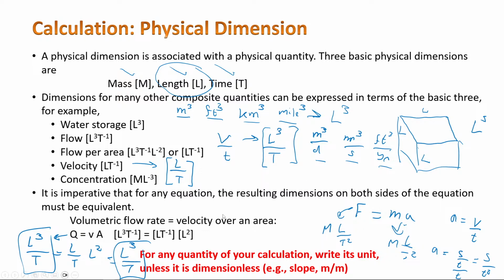And for some other quantity, for example slope, that is meters over meters. So this one would be dimensionless. We write it either as dimensionless, or you can write it like this, L over L. Both are correct. Either dimensionless like this, or this would also be understood as dimension.